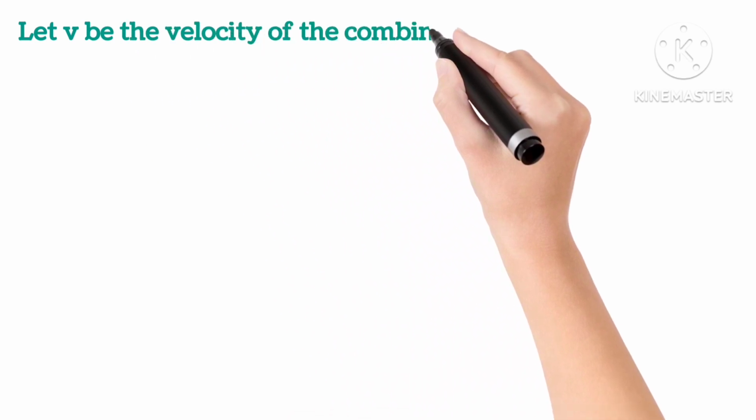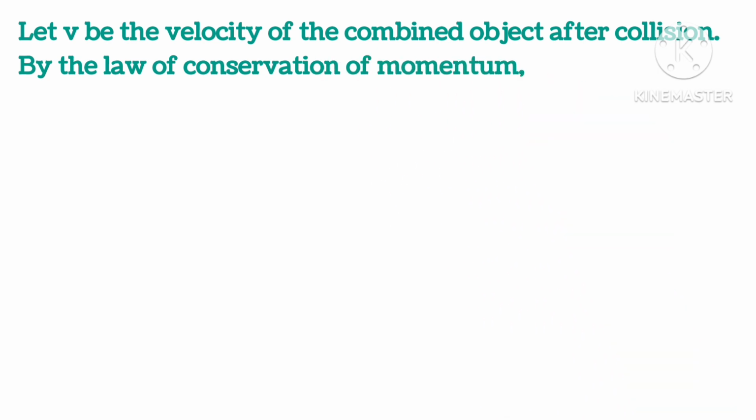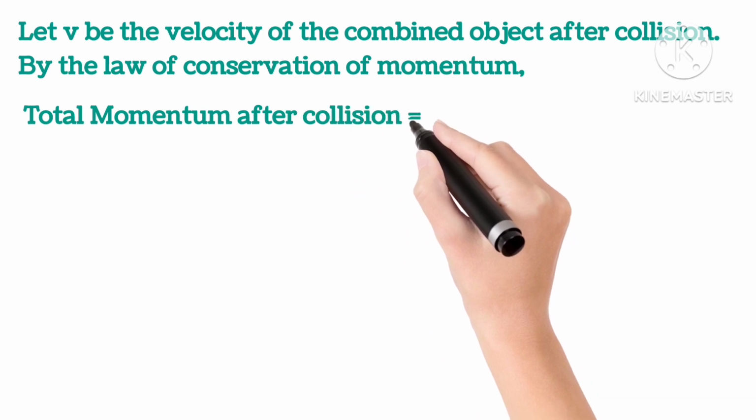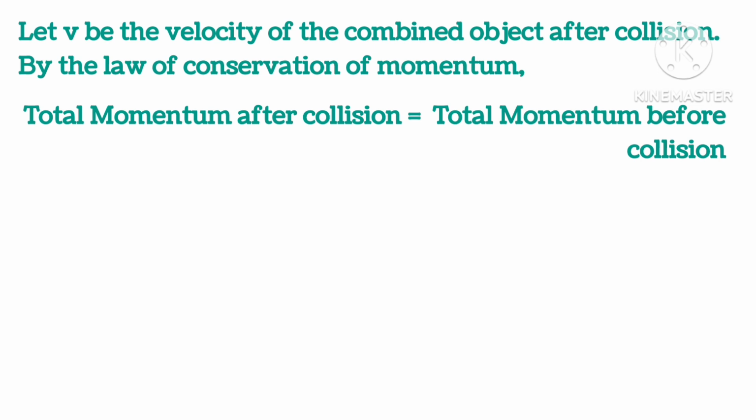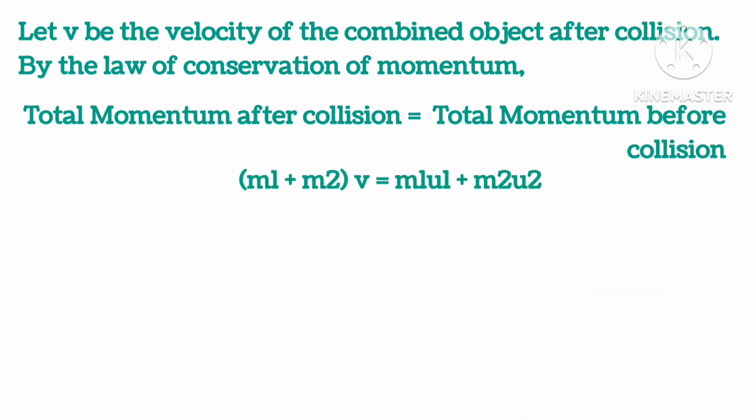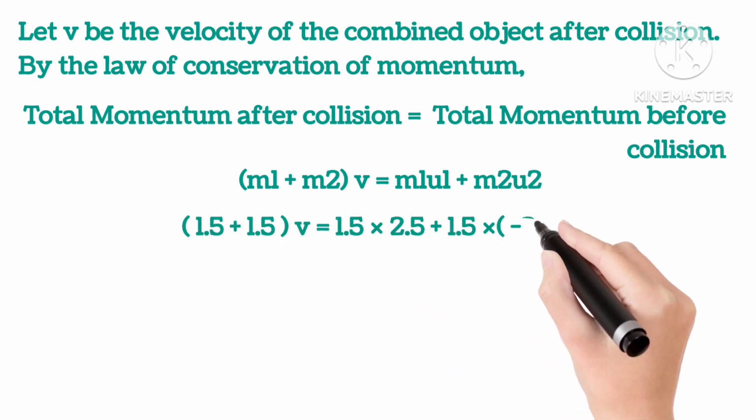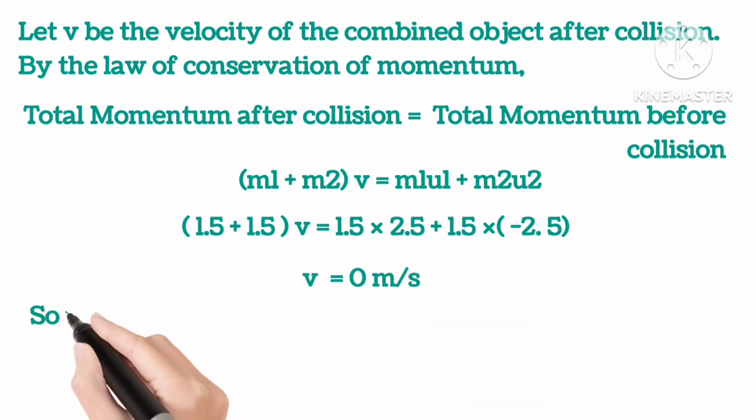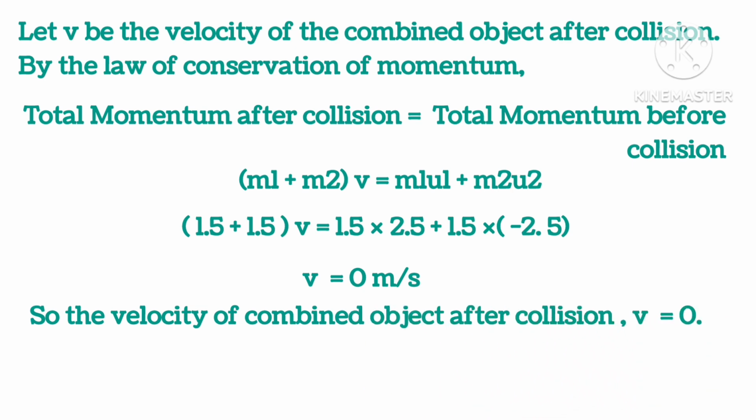Let v be the velocity of the combined object after collision. By law of conservation of momentum, total momentum after collision is equals to total momentum before collision. So m1 plus m2 whole multiplied by v is equals to m1 u1 plus m2 u2. Now putting all the values here, we get v is equals to 0 meter per second. So the velocity of combined object after collision is 0.